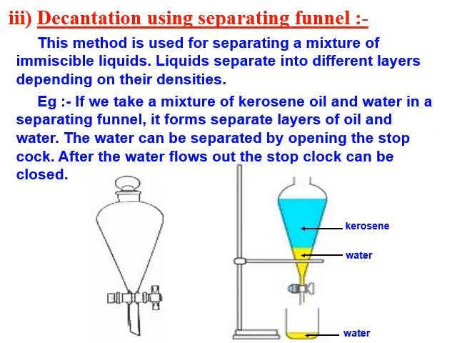Third technique is decantation using a separating funnel. This method is used for separating a mixture of immiscible liquids. What are immiscible liquids? Those which do not dissolve in each other. Liquids separate into different layers depending on their densities. For example, we can take a mixture of kerosene oil and water in a separating funnel. It forms separate layers of oil and water. The water can be separated by opening the stopcock, and the water flows out; then the stopcock is closed.